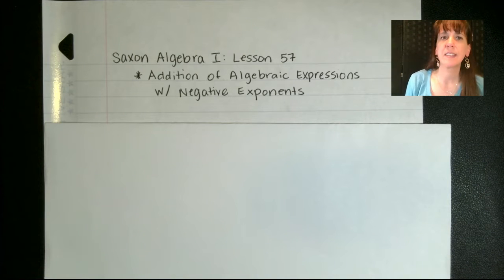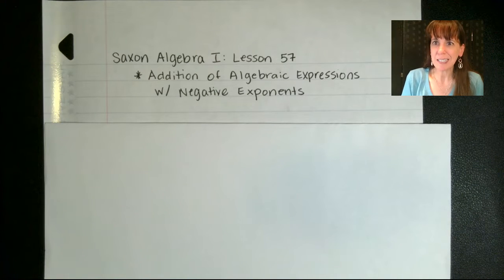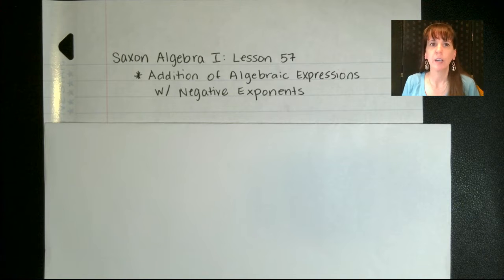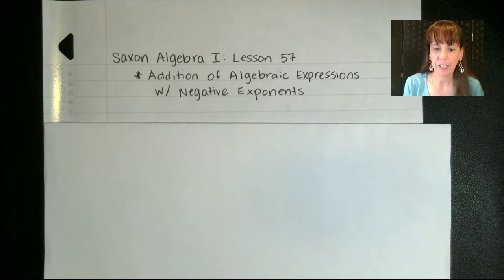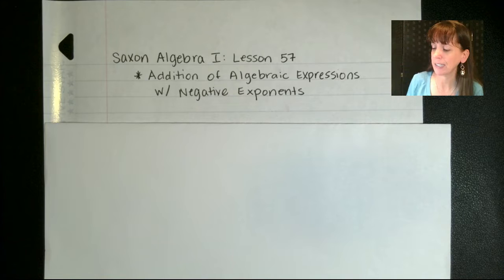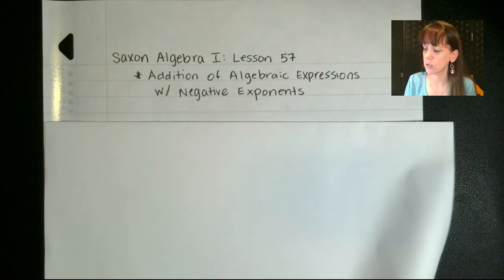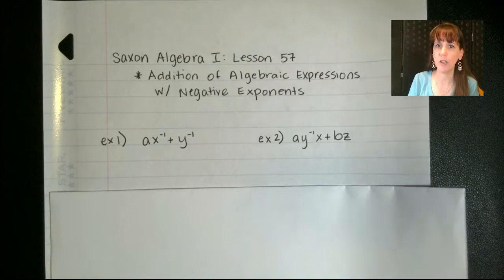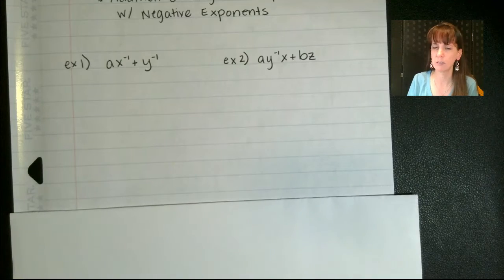Hi friends, welcome back. Today we're talking lesson 57, Saxon, 3rd edition, the Orange Book, addition of algebraic expressions with negative exponents. So let's get started right into this. Here's our example 1 and example 2. We'll just do it all right at the go.